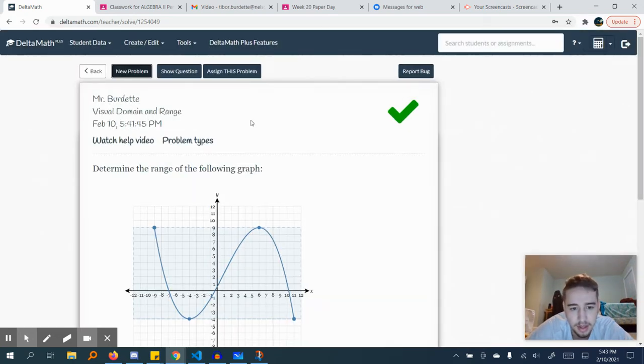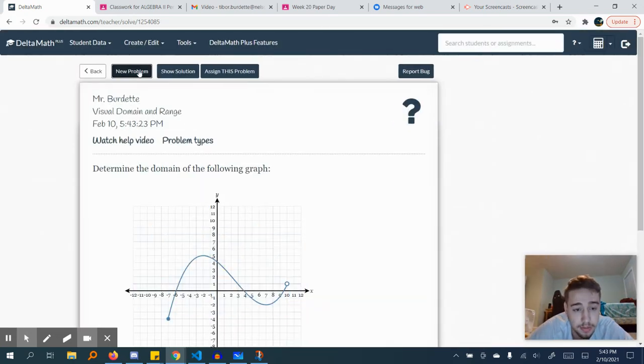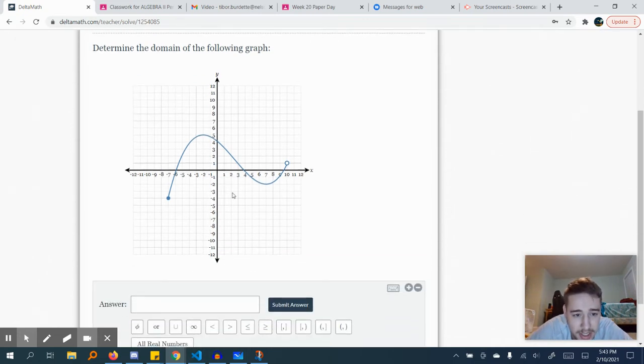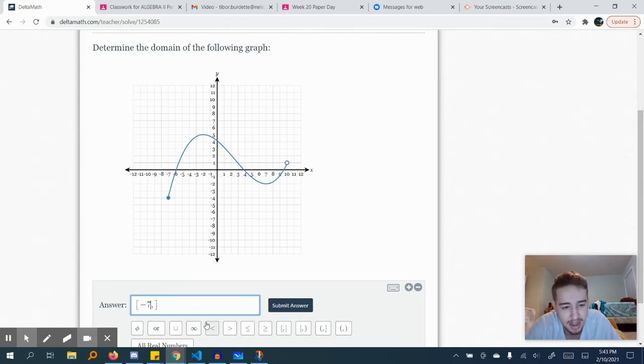Submit. Good, good. Next problem: determine the domain. Perfect, this illustrates my point. For domain, we want to look at the x values that the function can take on. That'll go from -7, its leftmost point, to 10, its rightmost point. But if I tried to put in -7, 10 with square brackets, it'd tell me I was wrong. Let's actually put it in and see why we get this wrong.